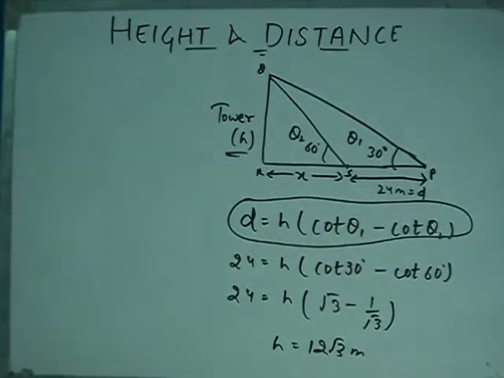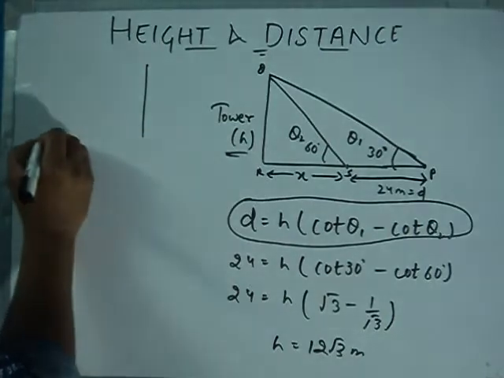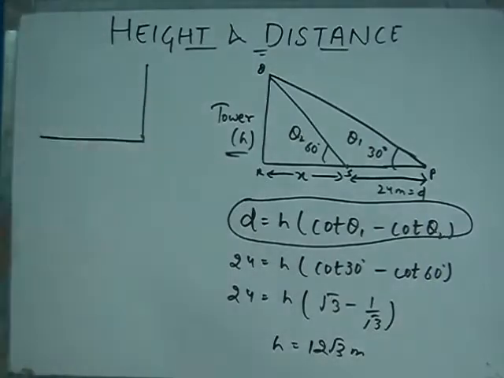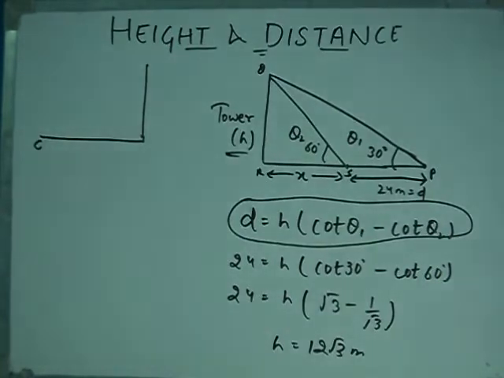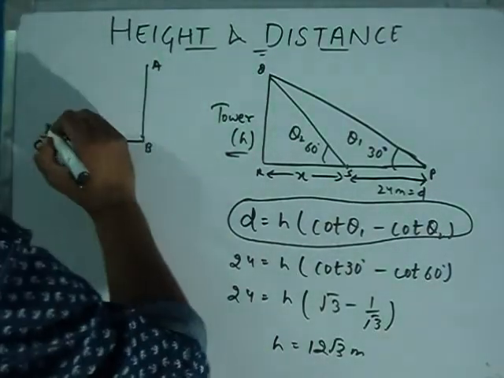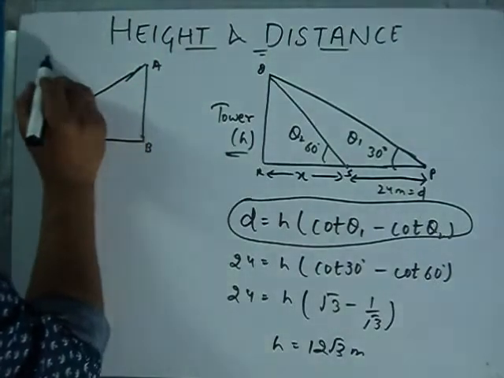Take another example, for angle of depression. In this case, a person is standing on the tower and is looking at a board. When he is looking, the board is coming from this point. Suppose we have this C, and this is A and this is B. He is looking from the tower. The angle of depression is 30 degrees.